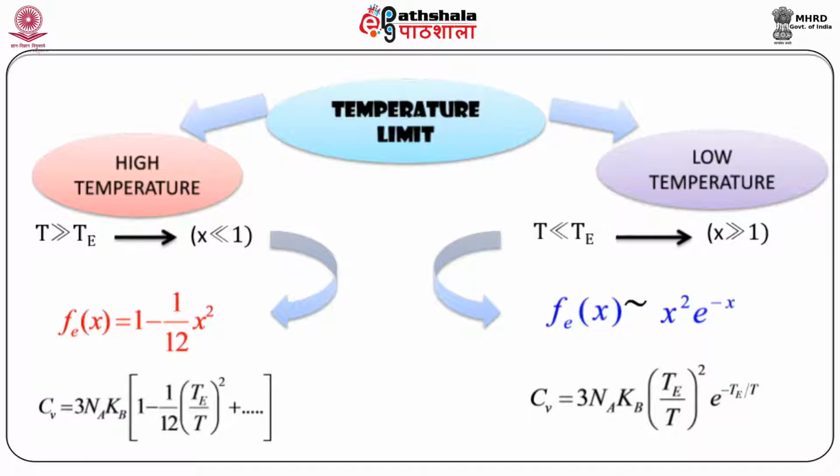In the low temperature limit, when T is much less than Te, x is very large, and in this limit, F(x) approximately goes as x² times e raised to power minus x, and hence Cv is equal to 3 Na kb (Te/T)² times e raised to power minus Te/T.